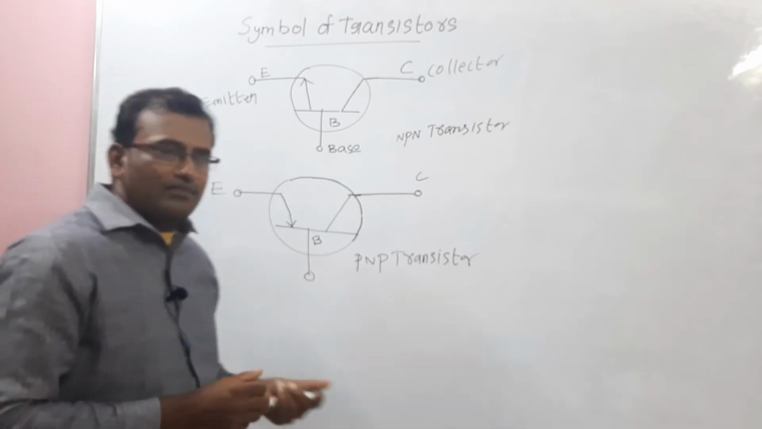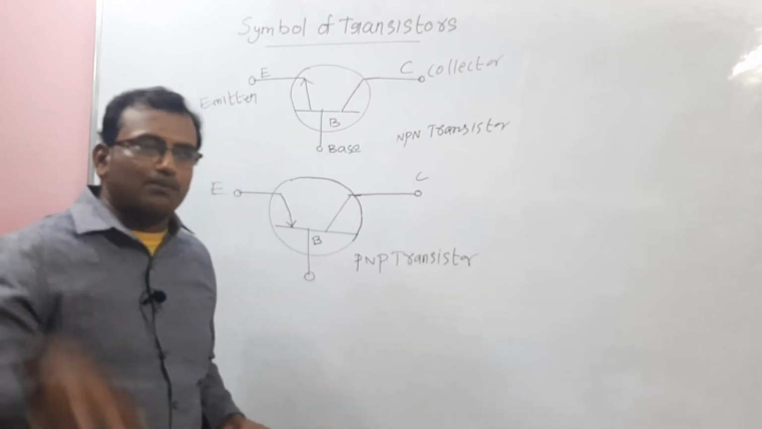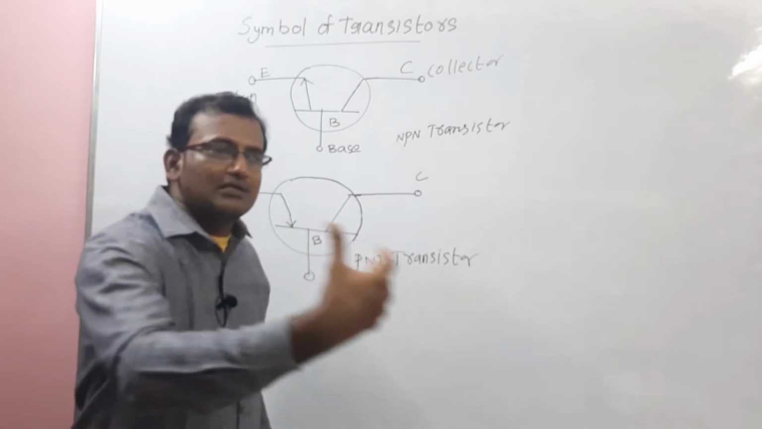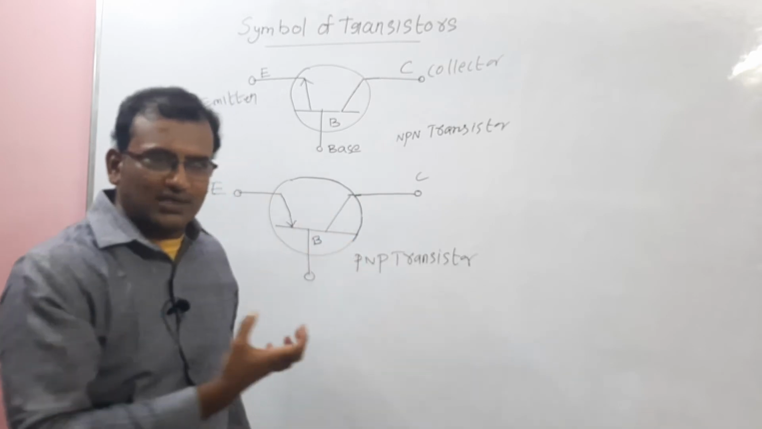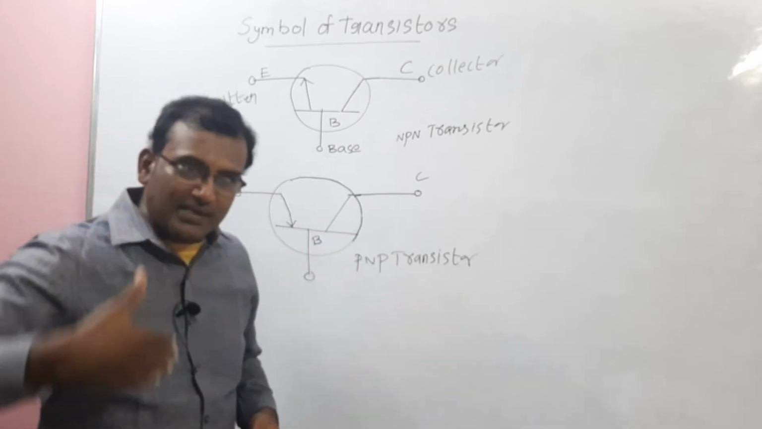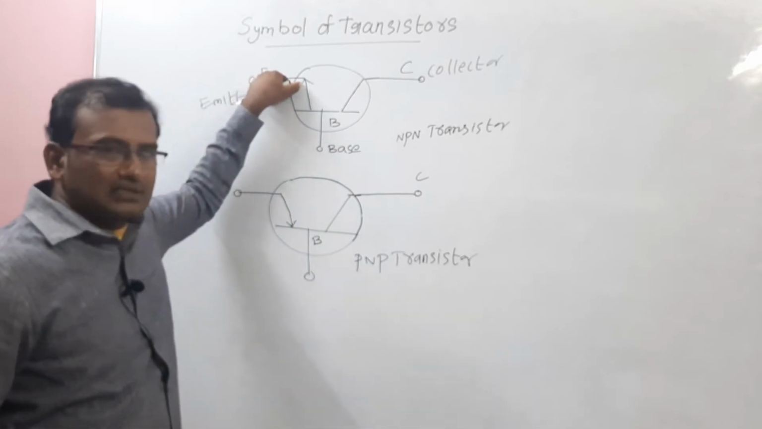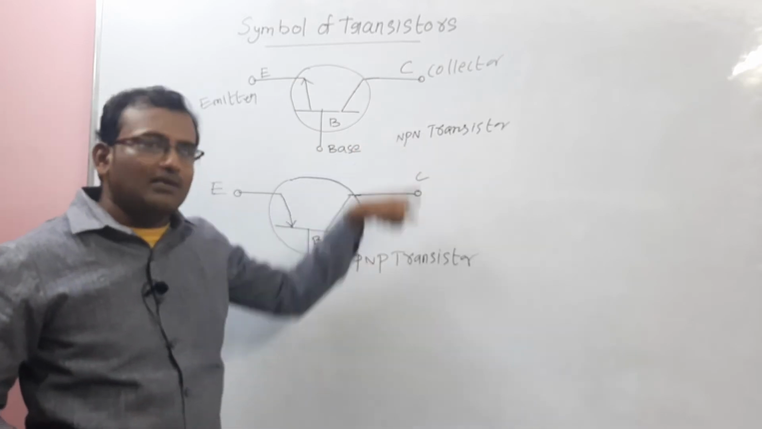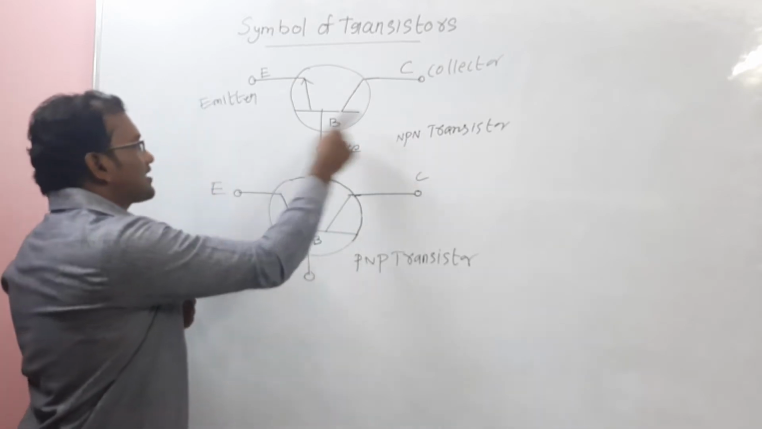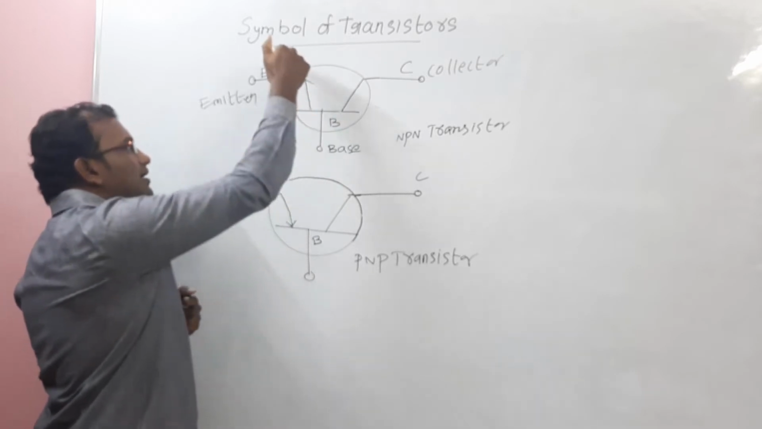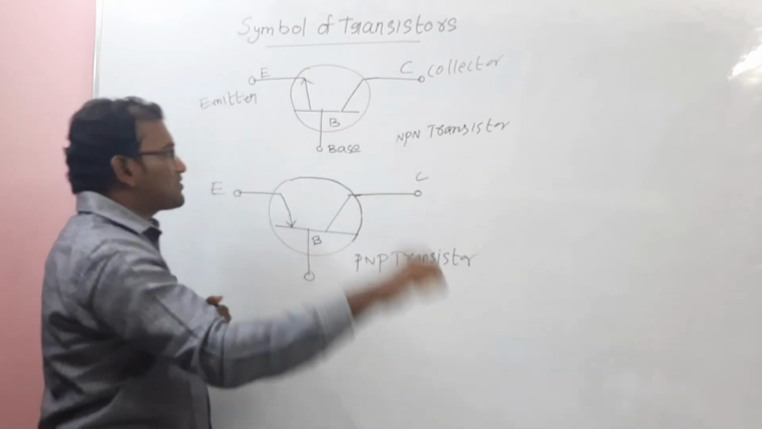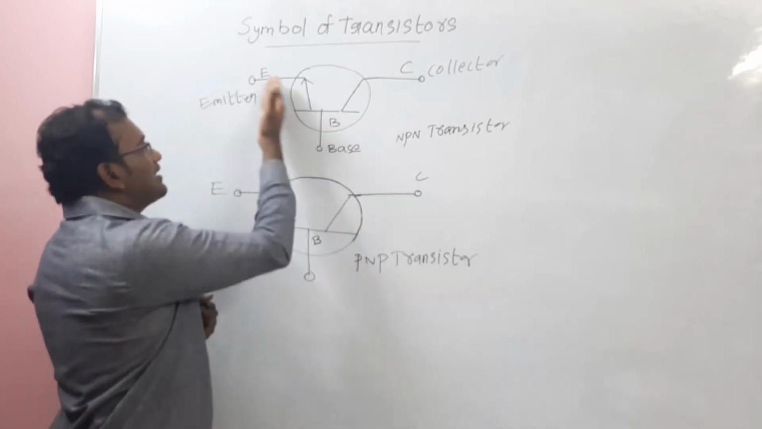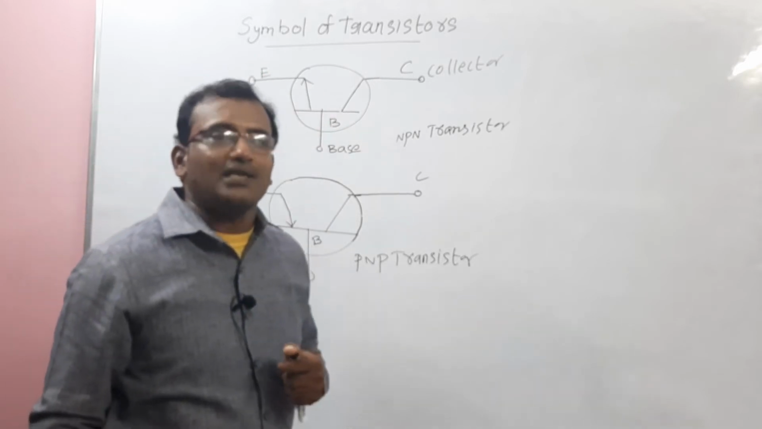Why is it assigned only to the emitter, and why not the collector or base? Because the charge carriers, electrons or holes, are always emitted, starting from the emitter itself. That's why the arrow mark is placed at the emitter in both cases. In an NPN transistor, the arrow points outward, which means the conventional current flows from base to emitter. That's why it is named an NPN transistor.